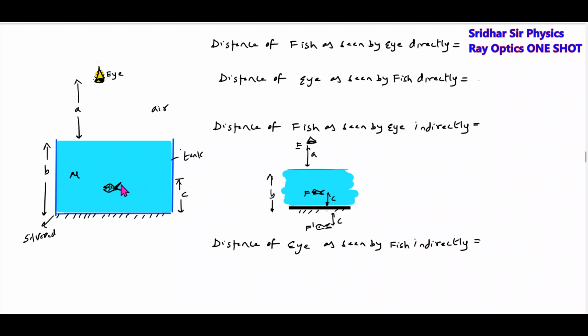Agreed? First the eye will see the fish directly. At what distance is the eye from the boundary? At a distance A. So distance of fish as seen by eye directly. This will be A plus. Then what is the real depth of the fish? B minus C, by mu.